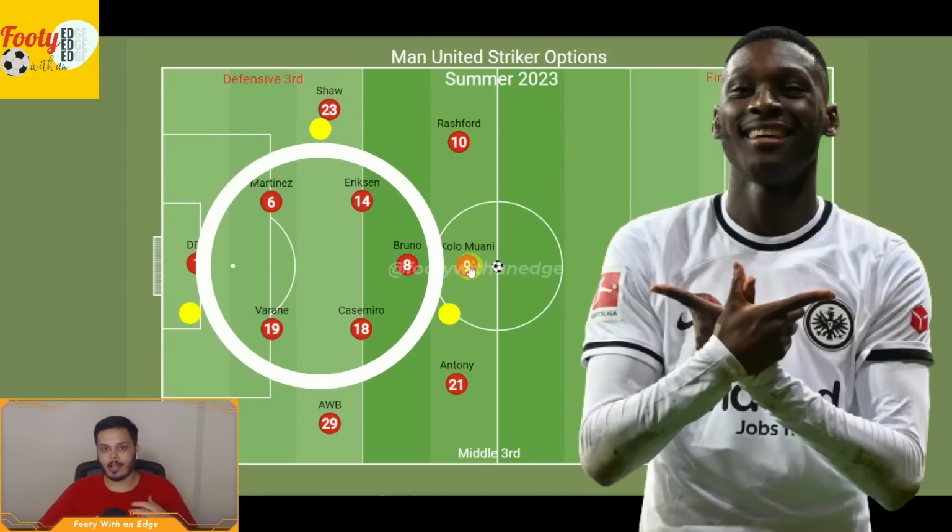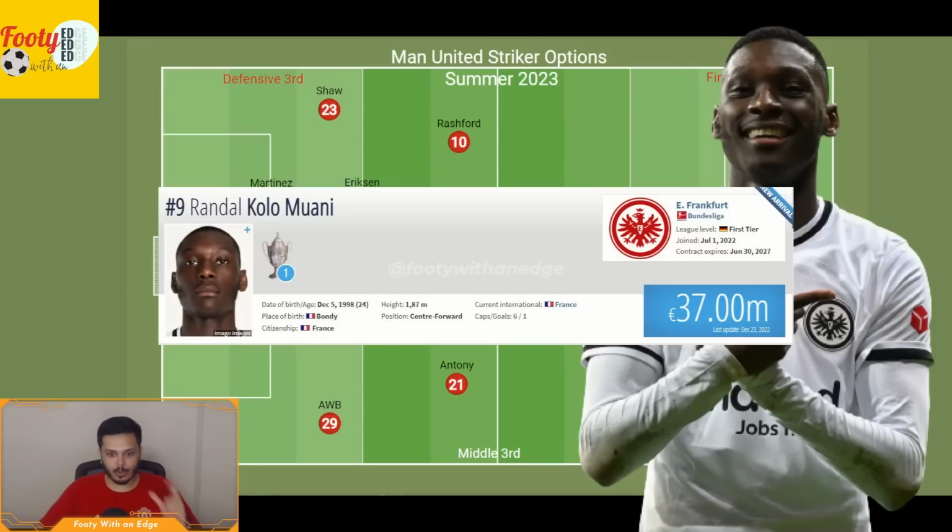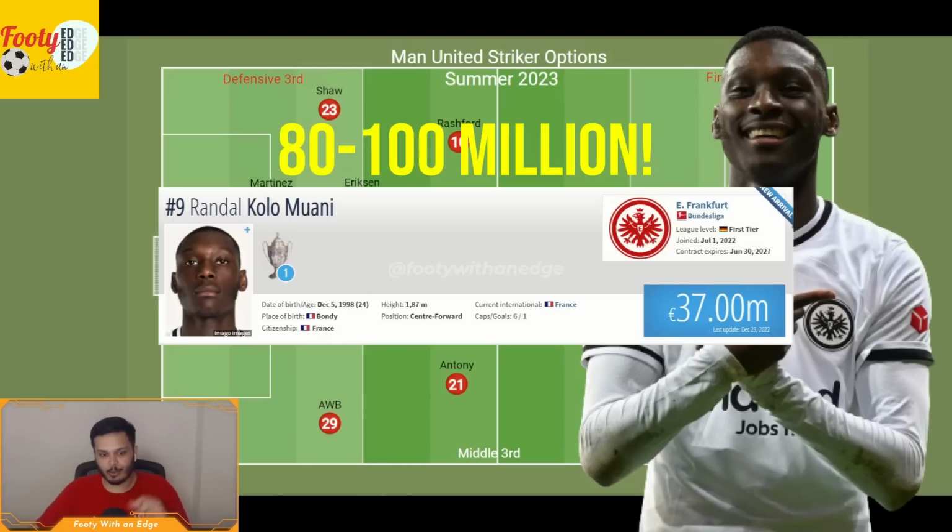And when we get to his price tag, maybe there's some concerns here because Transfermarkt does value him at 37 million euros, but with him being a 24-year-old with 4 years left on his contract, I think we'll have to pay at least 80 to 100 million to get this guy out of Frankfurt, especially because he's a France international who already plays for the national team very regularly, so I'm not expecting a bargain here.